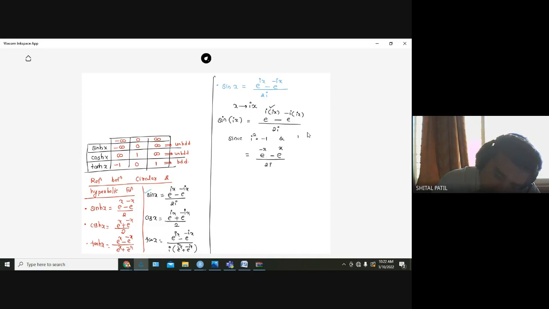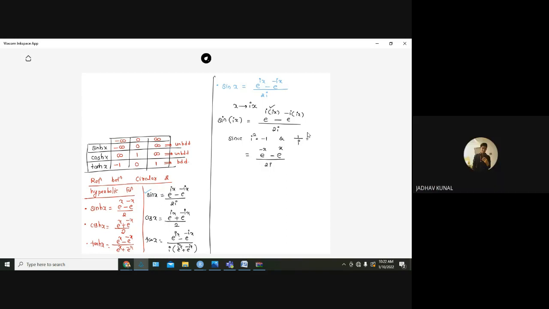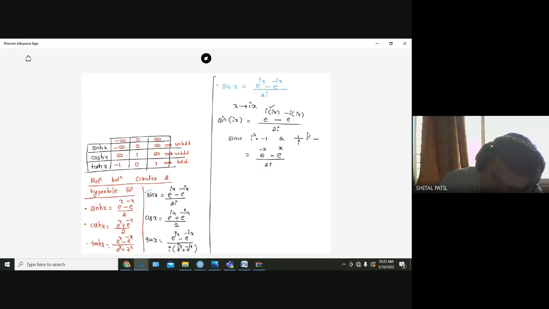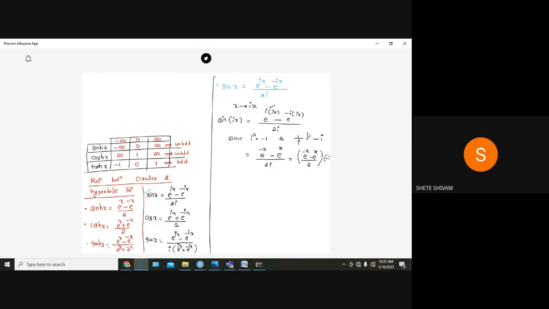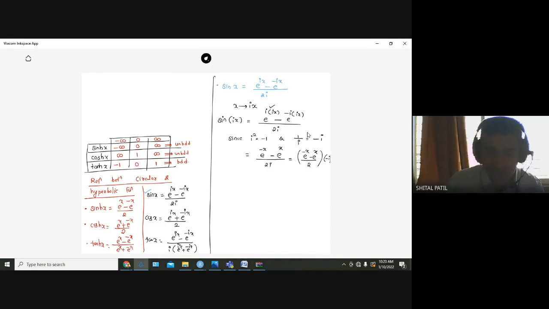Does anyone know what 1 upon i is? Minus i. Very good. You multiply numerator and denominator by i, so it is i divided by i square, and i square is minus 1. So it is minus i. So we can simplify it as e raised to minus x minus e raised to x, divided by 2, and 1 upon i is minus i.